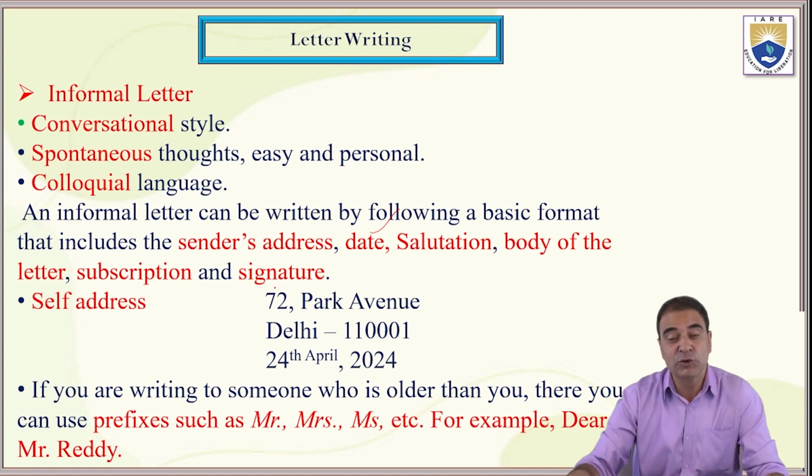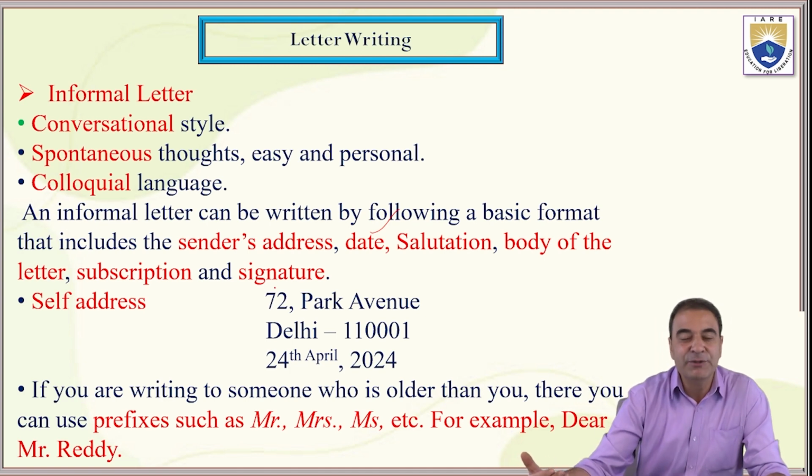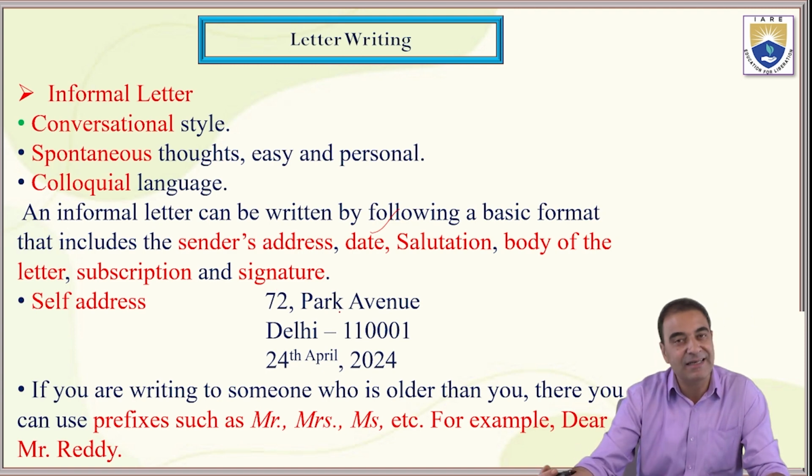The self-address, as I told you, should start with a small area or with a point. And that point can be your house number, your lane number. Like here, we put the 72. It's a point, it's your house number. Then followed by the Park Avenue, it's a name of lane, sorry. And then the place, Delhi. And then followed by the pin code 110001. And then we put the date, 24th of April 2024.